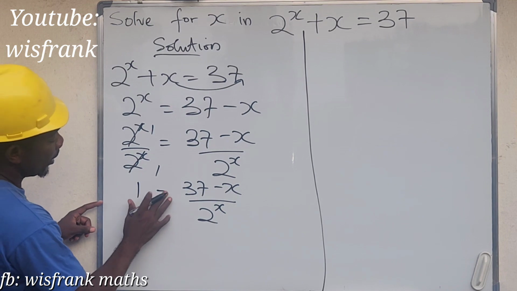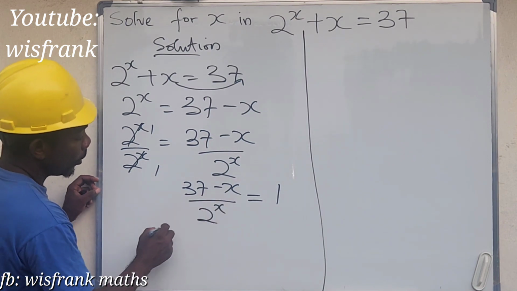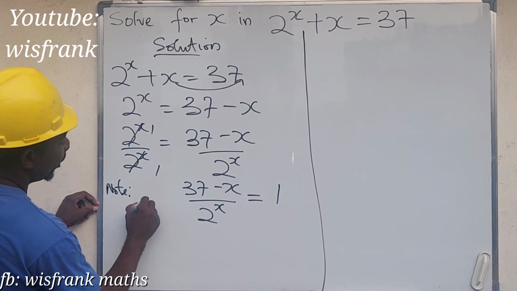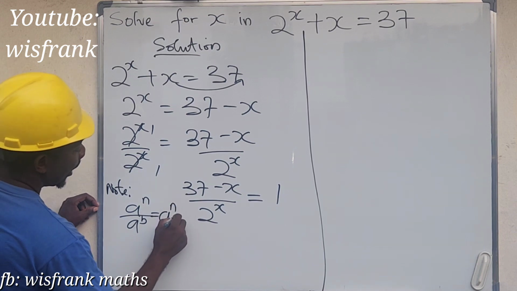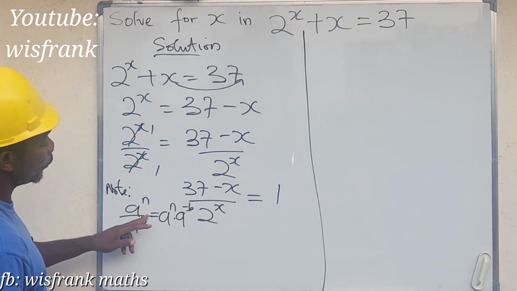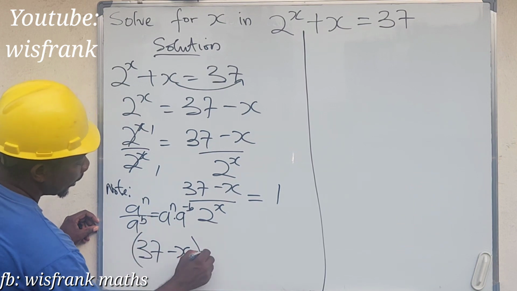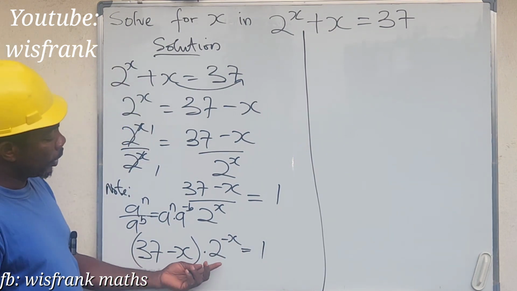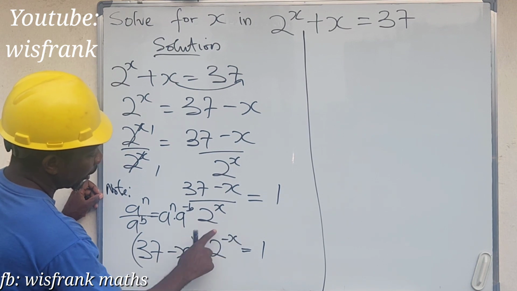We can as well write this by bringing it to the other side, so this is equal to 1. In this case, we can recall that when we have a^n over a^b, it is the same thing as a^n times a^(-b). So here we express this in this format. This will become (37 minus x) times 2^(-x) equals 1. So this is what we have now: (37 minus x) times 2 raised to the power of minus x equals 1.